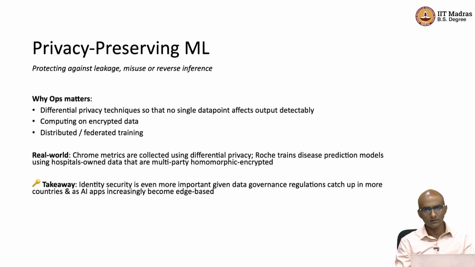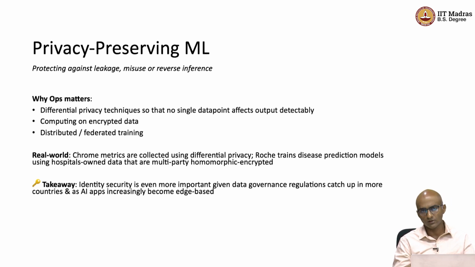be reverse engineered by looking at the overall metrics which have been collected in an aggregate, right? So it's a very serious violation if that happens. Google has been fined multiple times in the past with GDPR violations, I believe. So this is something that's a serious affair, and differential privacy comes to the aid of these kinds of distributed metrics collections. Roche, the pharma company, they train disease prediction models using hospitals' owned data.